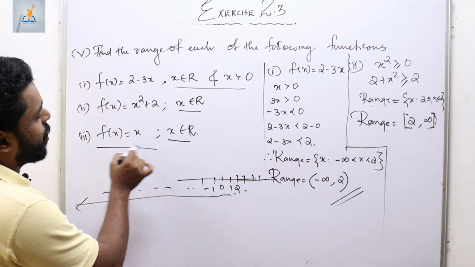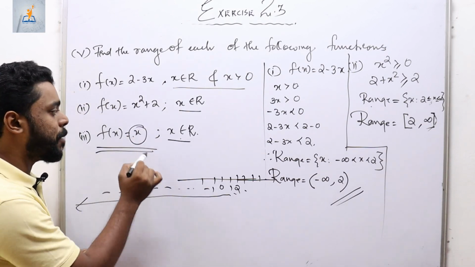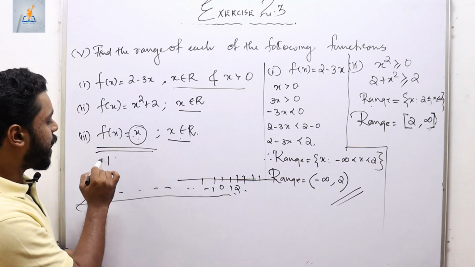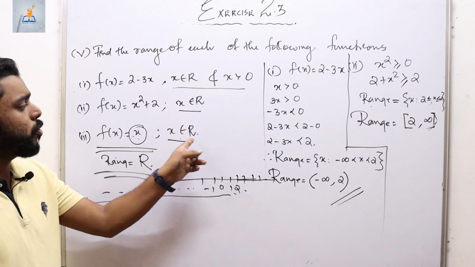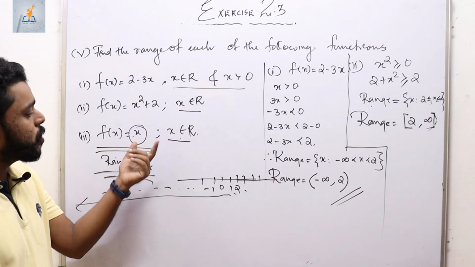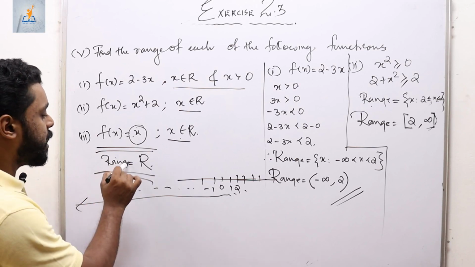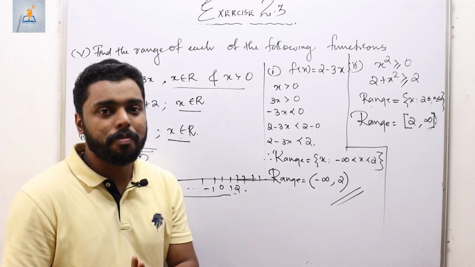Coming on to the third function, very simple. If x is an element of R, then f of x is equal to x, which is also an element of R. Therefore, the range for the third function is the set of all real numbers itself, because the input value is an element of R. The range is the same as the input values, so the range is equal to R. So this is the end of this chapter.